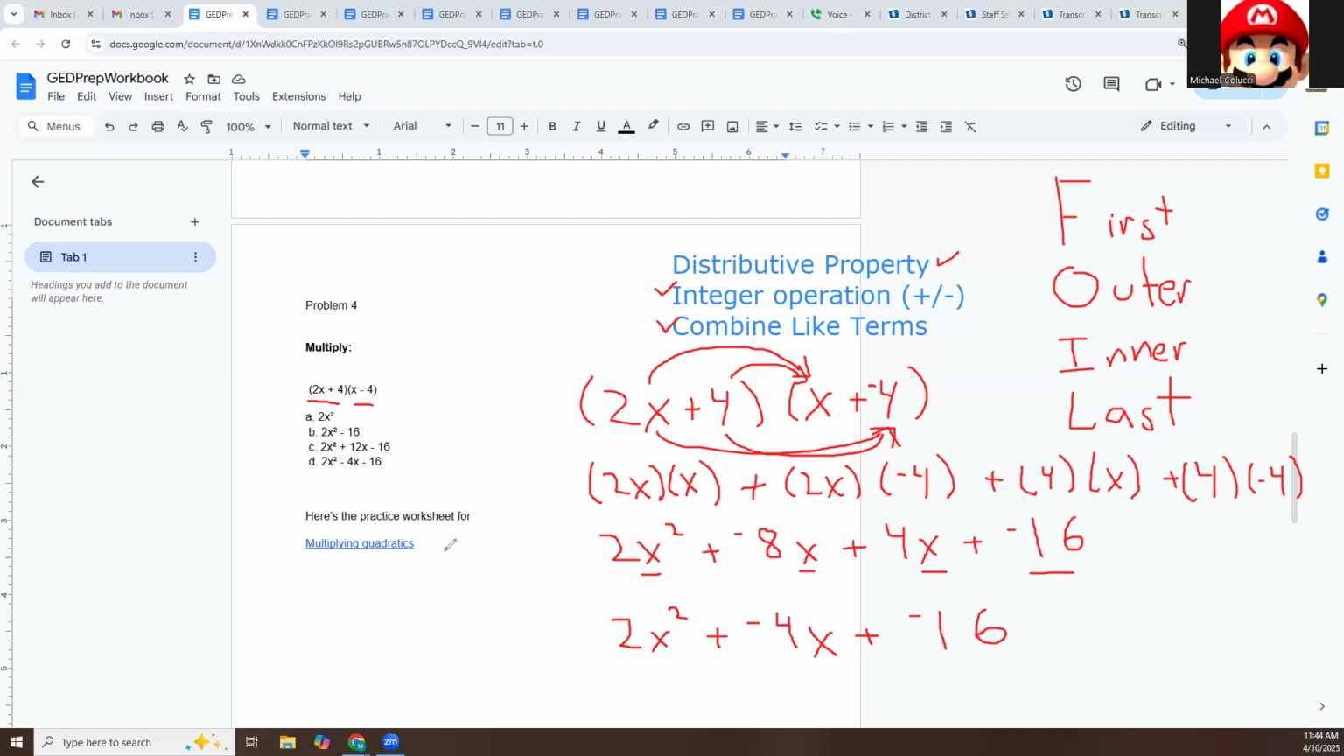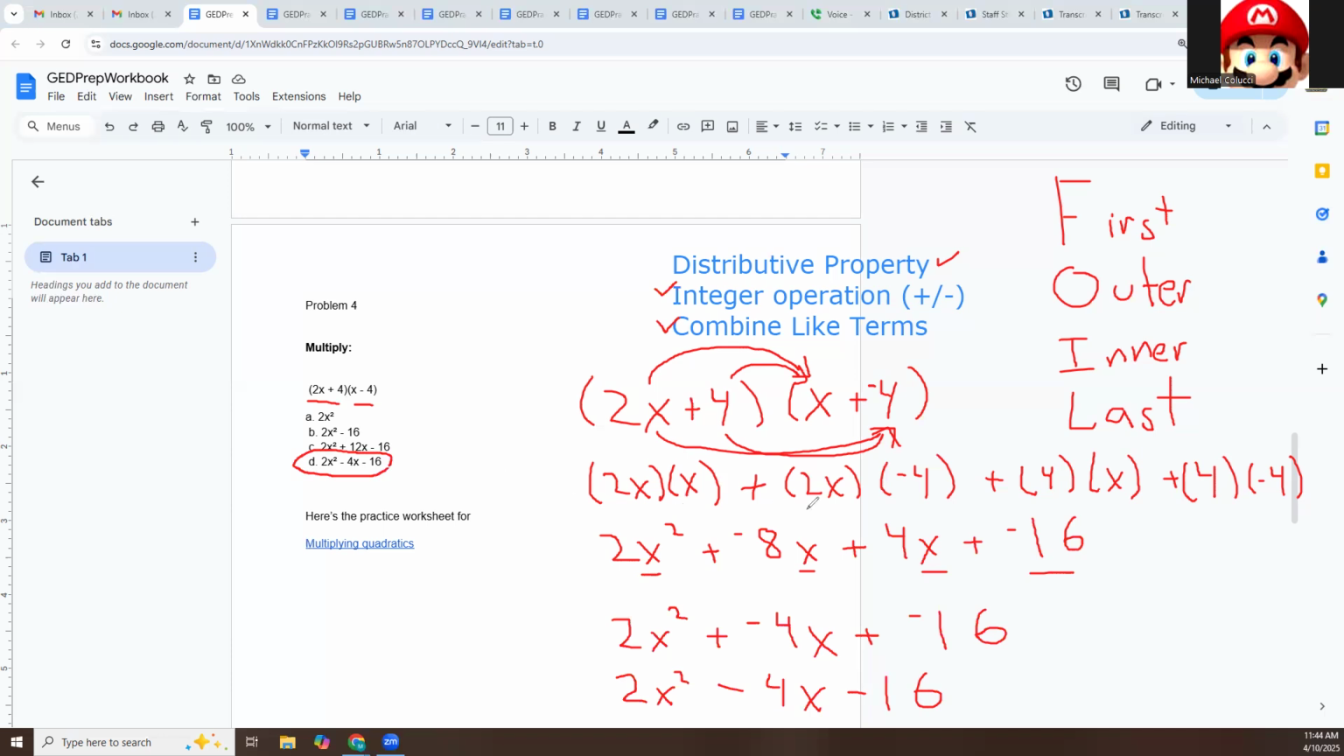Okay, so you may be looking at your answer set right now and saying, wait a second, I don't see that at all. Please remember that adding a negative number is the same thing as subtracting a positive one. So I'm going to change this adding a negative number to subtraction of a positive. And now I can see very clearly that 2x squared minus 4x minus 16 is my right answer.